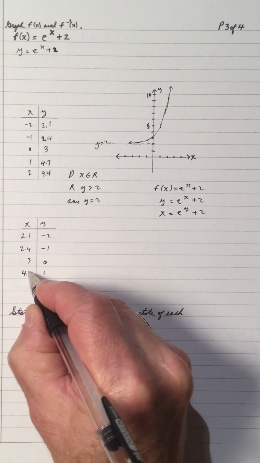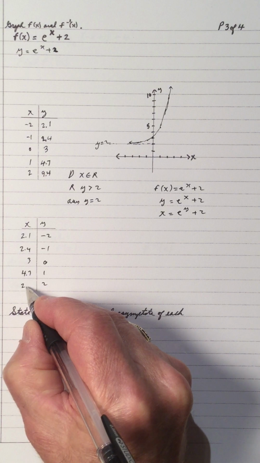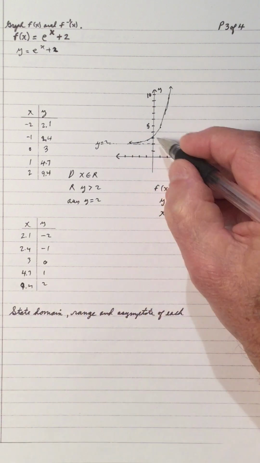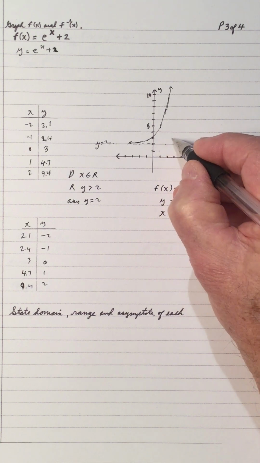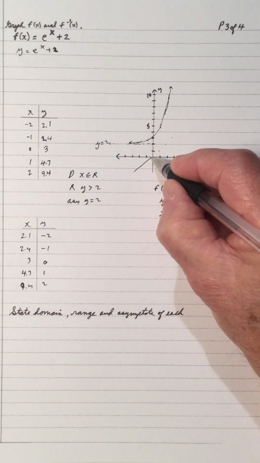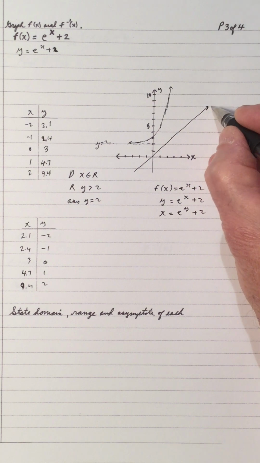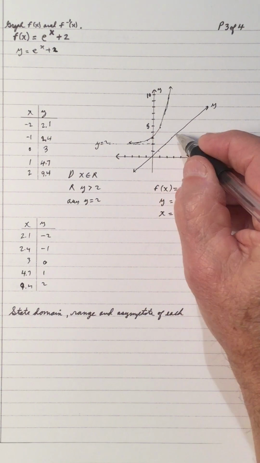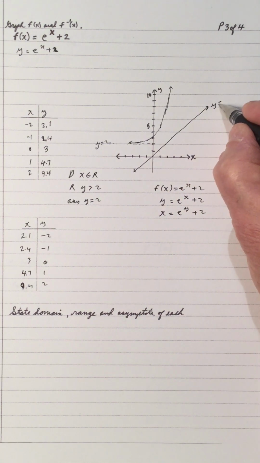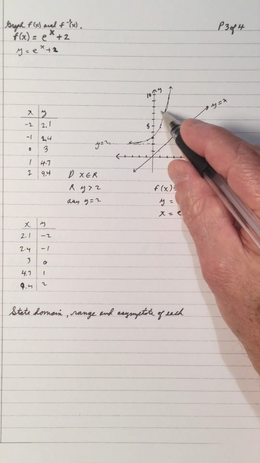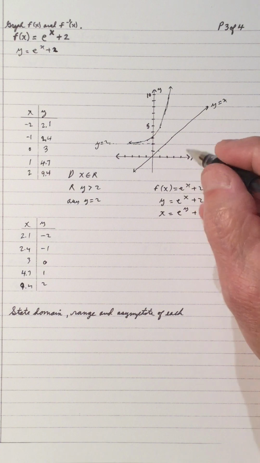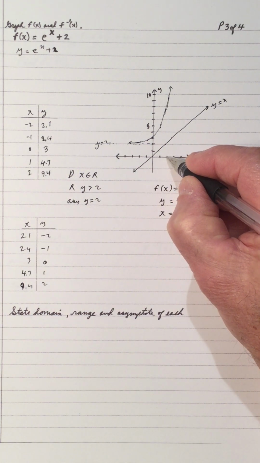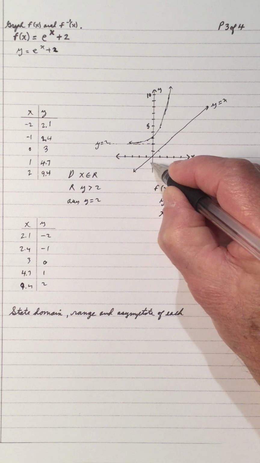Again, the table is reversed because we're reflecting in the line y equals x. And the line y equals x is right here. So it's reflecting in this line, y equals x. The ordered pairs are switched. This is the line y equals x. So the reflection is that when x is 2.1, y is -2.